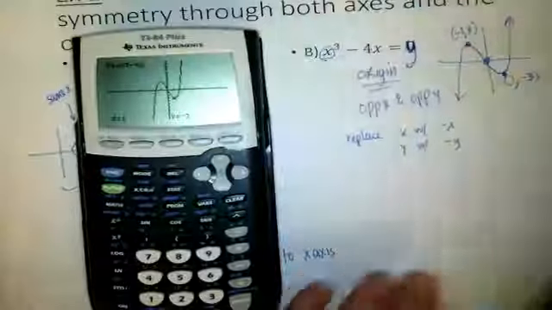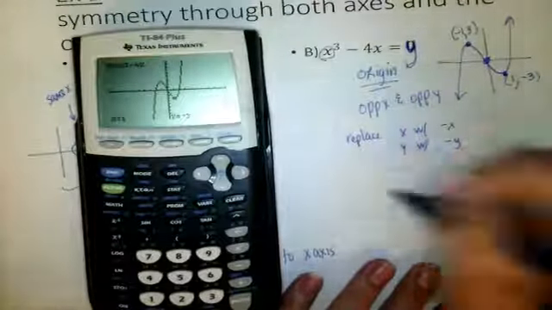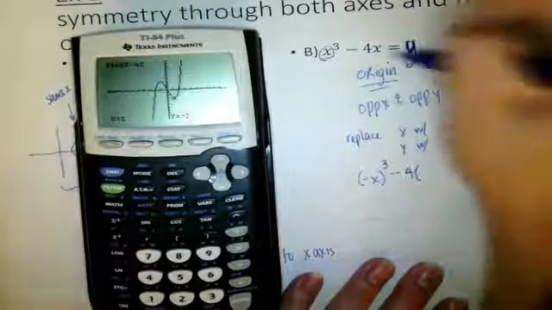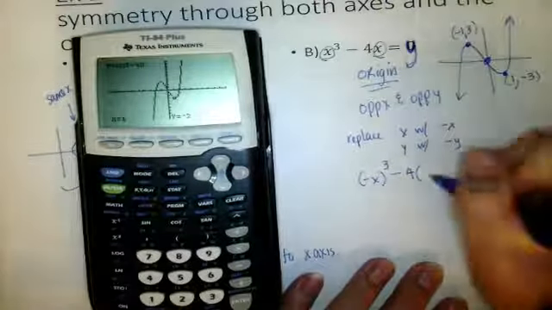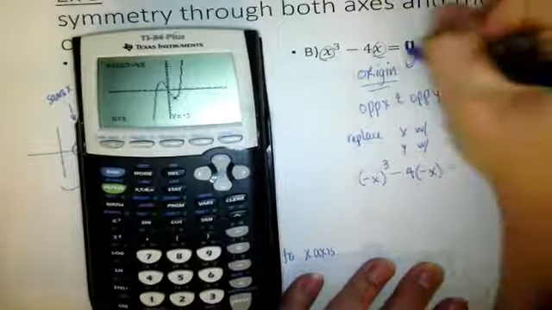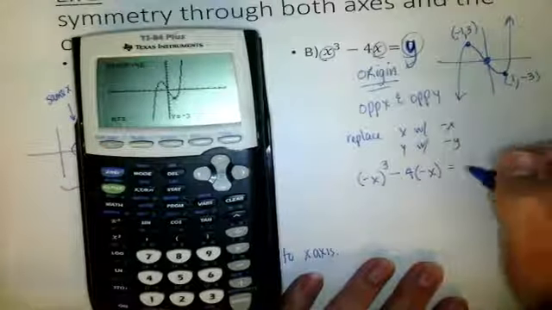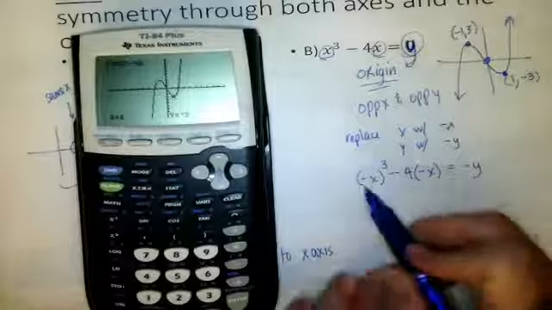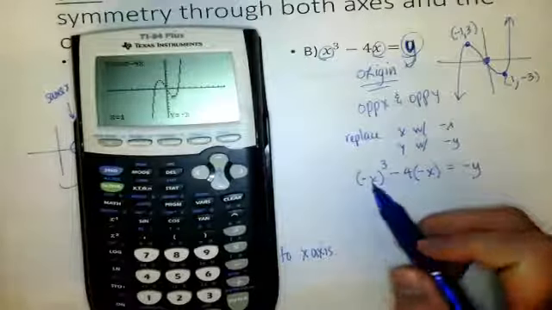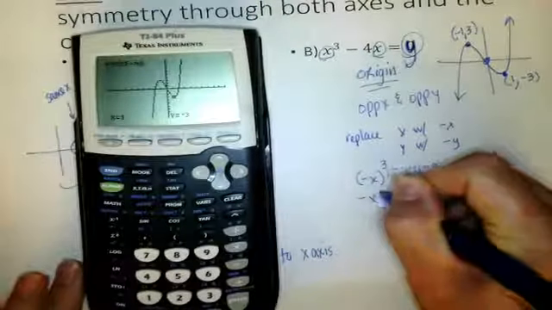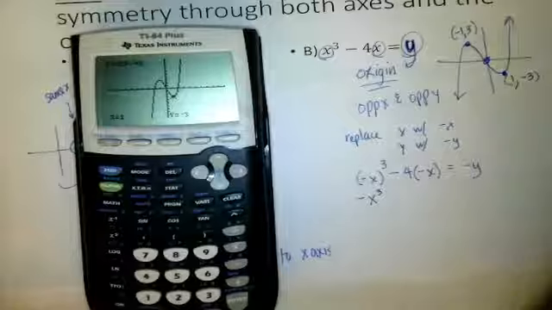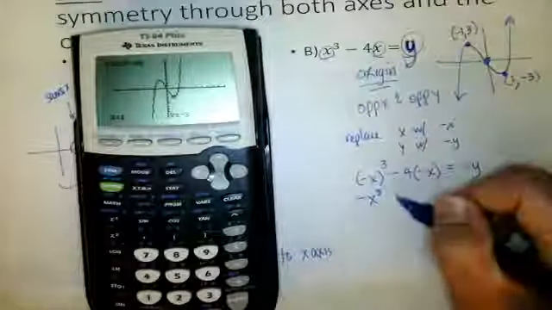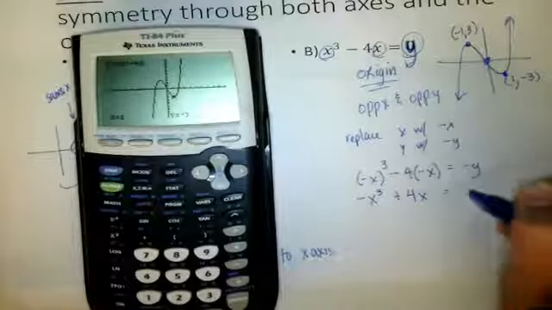So instead of x, what am I going to use? Negative x, and I'm going to cube that. Oh, here's another x. What am I going to replace that with? Negative x. Good. And here I have a y. What am I going to replace that with? Negative y. Good. So let's just do some cleanup here. What is negative x times negative x times negative x? Negative x cubed. What happens with the -4 times negative x? Plus 4x is equal to negative y.